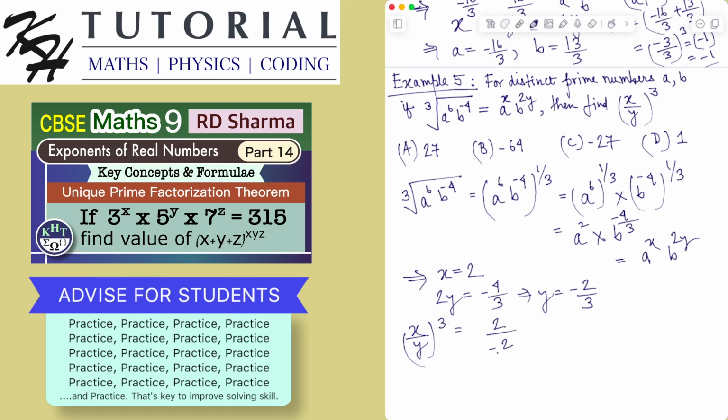Minus 2 by 3 whole cube. This after simplification becomes minus 3 whole cube. This is equal to minus of 27. So minus 27 is the answer. So choice C is the correct choice.